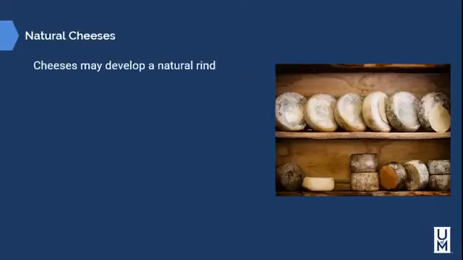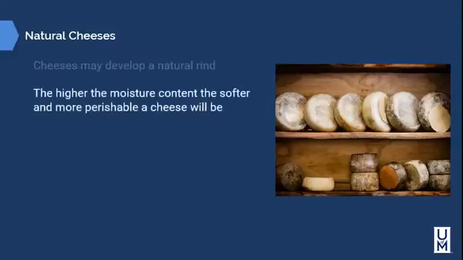Certain cheeses may develop a natural rind or outer coating. This is usually a condition of the mixture of bacteria and air on the outside of the cheese. Now, normally when you say bacteria, that's a bad thing, but in the case of cheese, that's a very good thing. The higher the moisture content, the softer and more perishable the cheese will be.